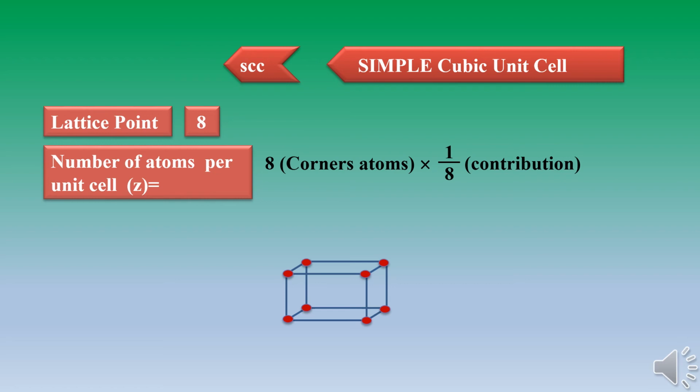We have 8 corner atoms and its contribution is only 1 by 8 towards one unit cell. Hence 8 into 1 by 8 is equal to 1. Therefore, the number of atoms in SCC is equal to 1. If they have asked how many lattice points are present, then the answer is 8. But if they have asked how many atoms are present in the simple cubic unit cell, then the answer is 1.